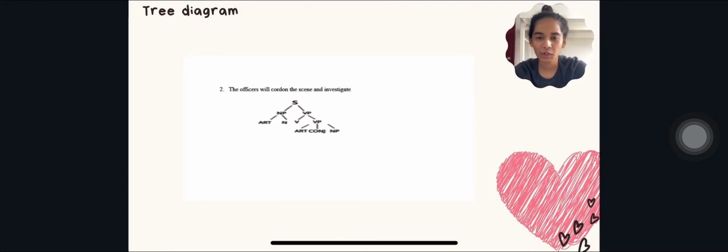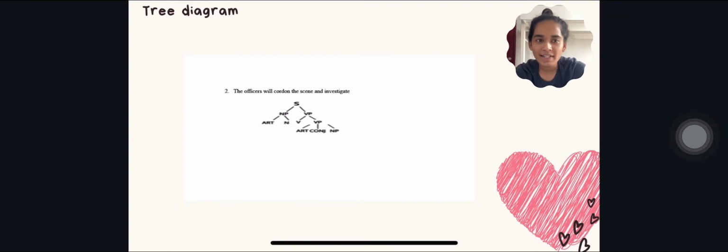Okay, alright. So the last subtopic from syntax would be tree diagram. And I would like to explain briefly regarding tree diagram, where a sentence is divided into two parts, which is a subject and a predicate. So basically they are made up of noun phrases and also verb phrases. So a good example from the article that we have found is the officers will cordon the scene and investigate.